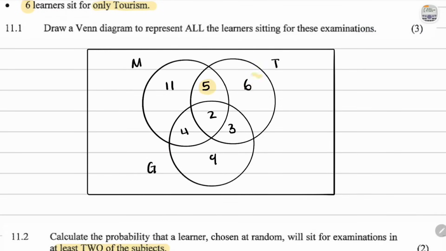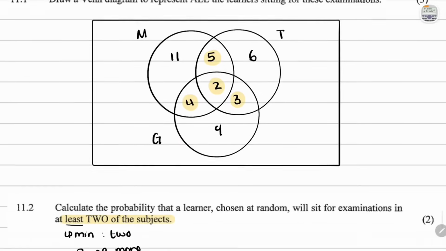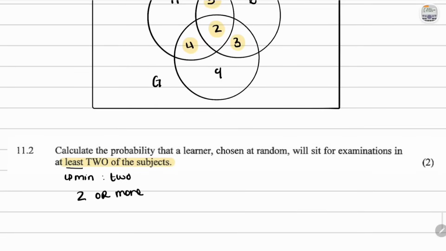And then if you look at 6 is for learners who sat for tourism only. That is 1 subject, so we don't take that. And then 4 is for maths and geography. So that's 2 subjects, we'll take that. And 3 is for geography and tourism. So we're also going to take that because that's 2 subjects. And the middle, these 2 learners, they sat for maths, tourism, and geography. That's 3 subjects. So that would be at least 2, at lowest 2 subjects.